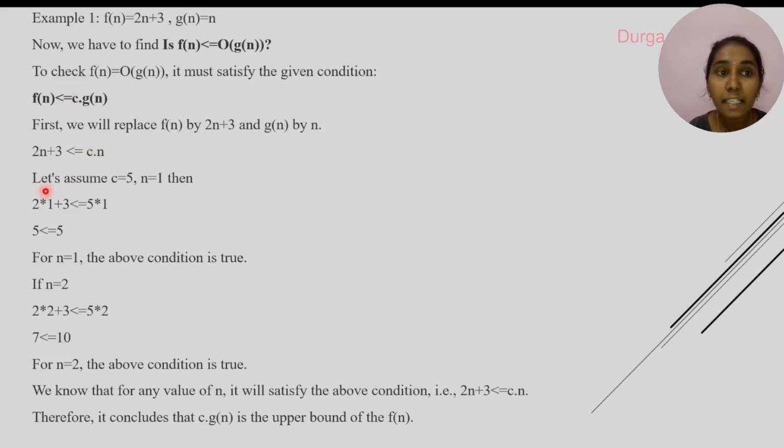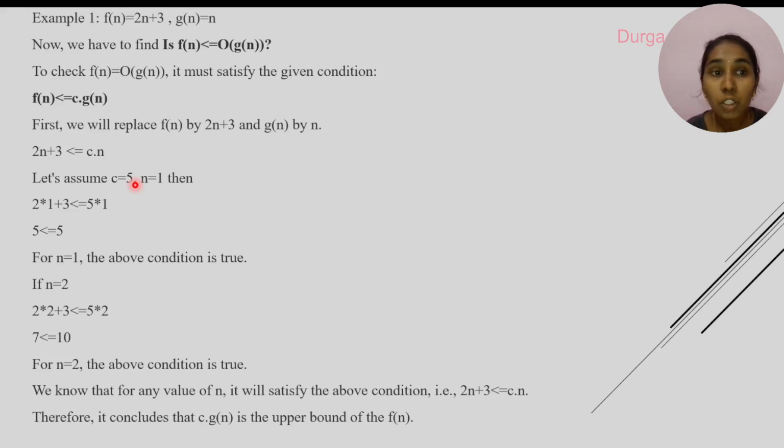So let us assume the c value is 1. We are just taking the constant value as 1. Is 2n plus 3 less than or equal to 1 dot n? No, it is not true. If we take c value 1 and n value 1, this becomes 5 and this becomes 1. 5 less than or equal to 1 is false. Next, increase the c value. c value is 2, that is also false. c value is 3, false. c value is 4, false.